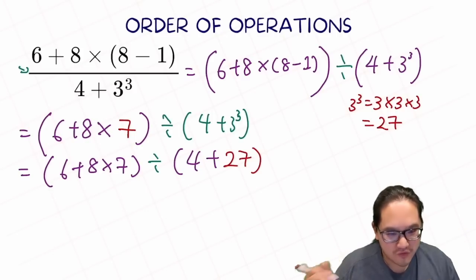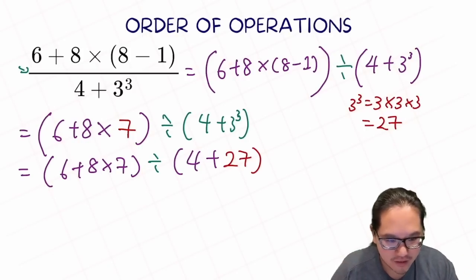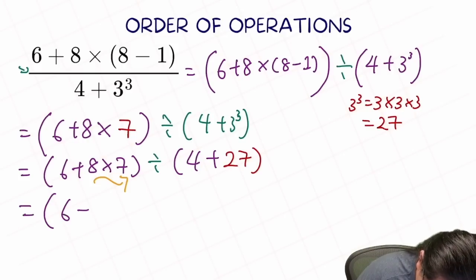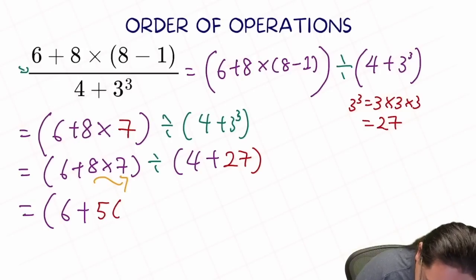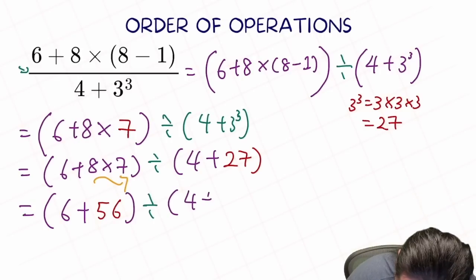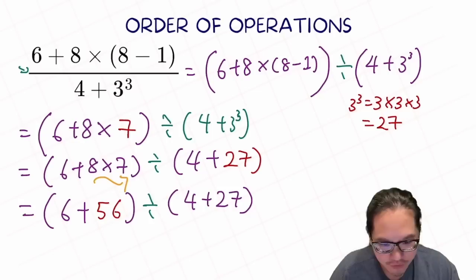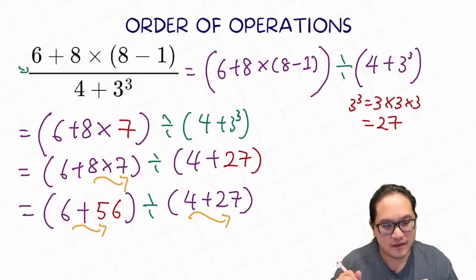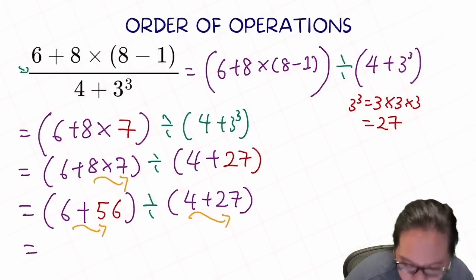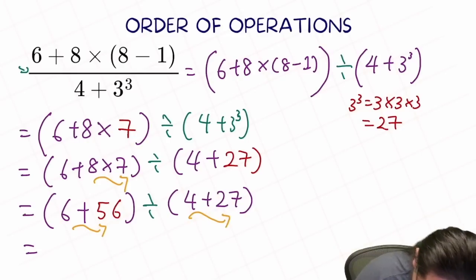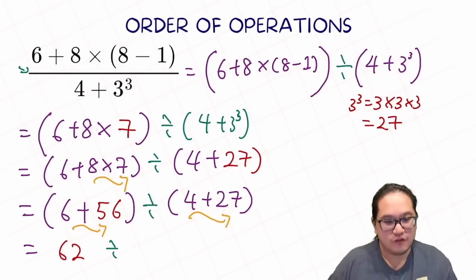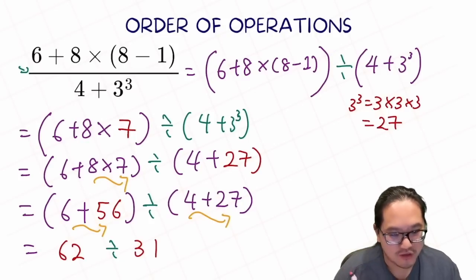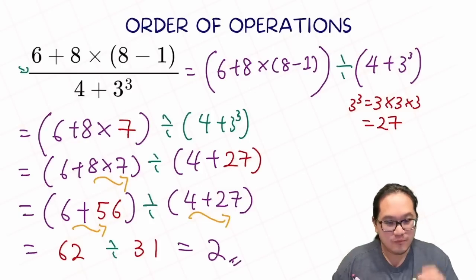Okay? So now, with the next step, yes, we're still doing everything inside some parentheses, right? So we know that we need to do multiplication first. So what does that look like? 6 plus 8 times 7, 56, divided by 4 plus 27. So now we're still doing parentheses, but this time we're focusing on the addition or subtraction inside the parentheses. So we can do this simultaneously, right? So we know that 6 plus 56 equal to 62 divided by 4 plus 27 equal to 31. And the last step is just 62 divided by 31 equal to 2. That would be our final answer.